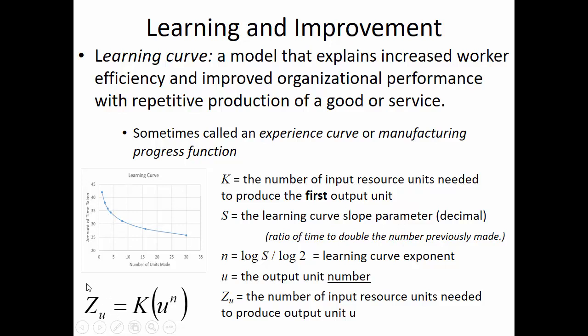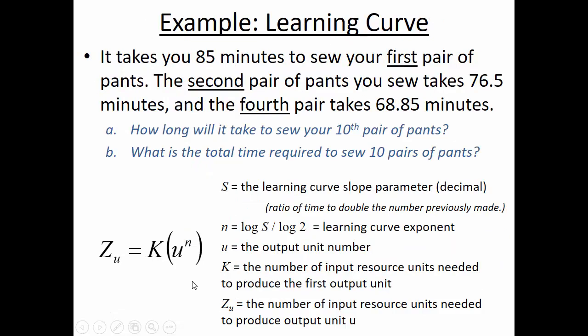And then to find out how much time is required to do something, the u-th time, for example, if it was sewing pants, how long will it take you to sew the 10th pair of pants? You'd put in the amount of time that was required the first time you sewed a pair of pants, and then here you would use the n that is based on the learning curve slope parameter. And I think probably this will make the most sense if we take a look at a quick illustration here.